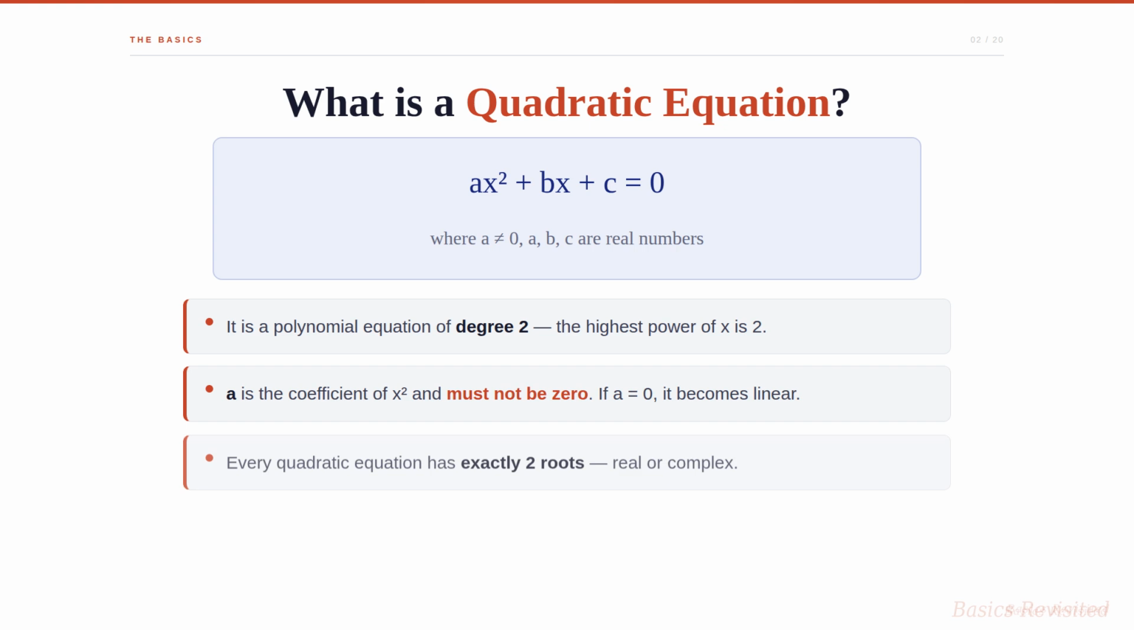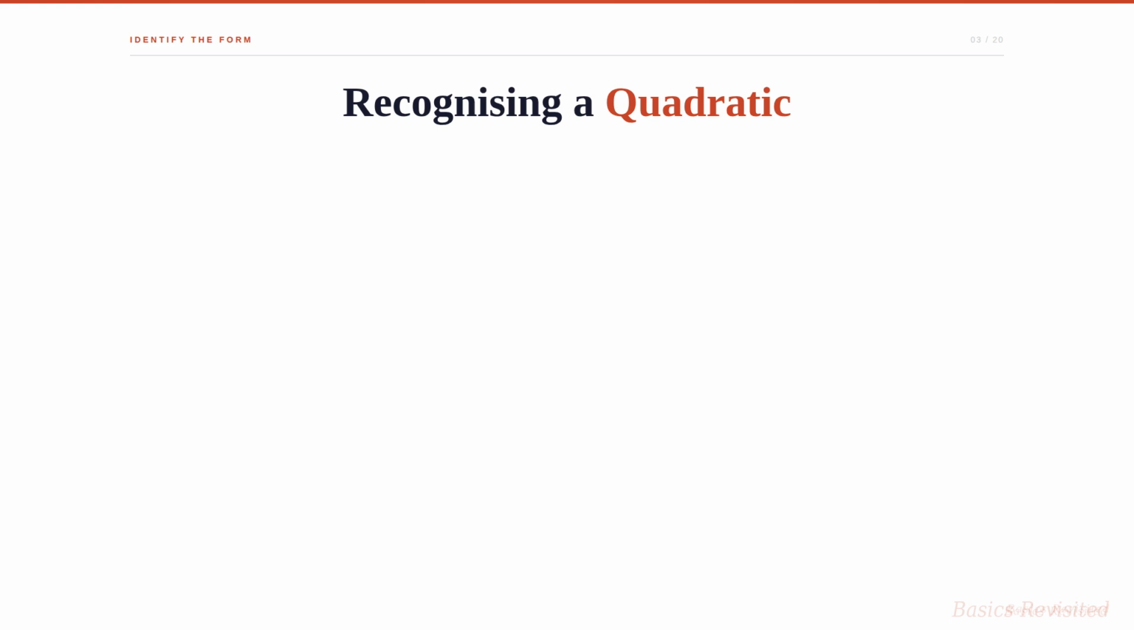Every quadratic equation has exactly two roots. They may be real, equal, or complex numbers. Let us now identify which equations are quadratic and which are not. Look at each example carefully.